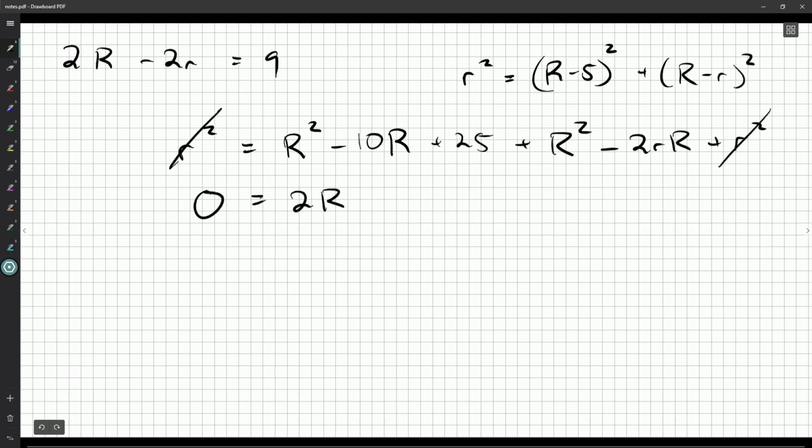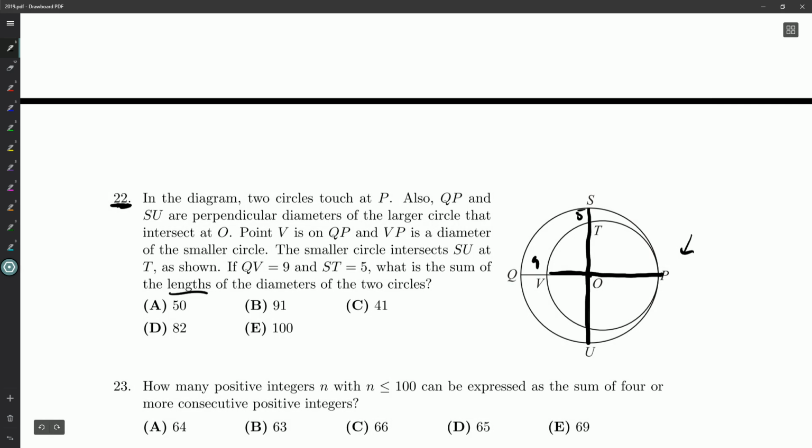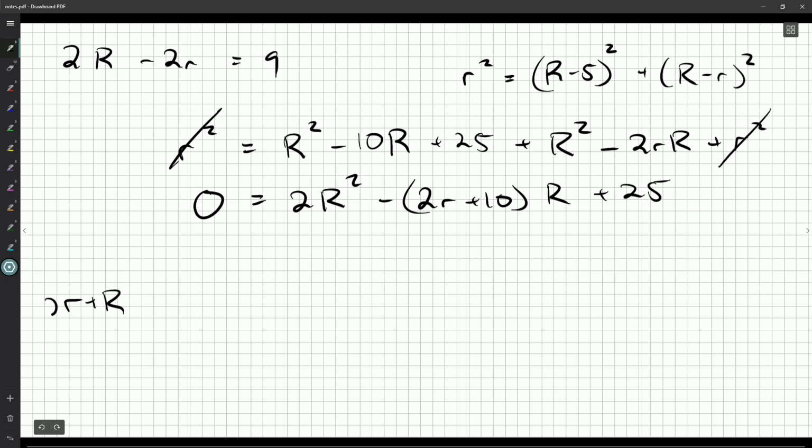So we'll have 0 is 2r squared minus 2r plus 10 capital R plus 25. Okay. I wanted to divide by 2 on both sides, but with that 25 there, I'm not exactly thrilled with this. Now, ultimately, what do we want? We want to know the sums of the lengths of the diameters, right? So we would need to know 2 little r plus 2 capital R. That's what we'd like.